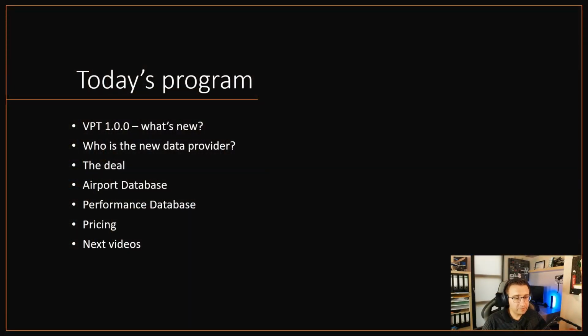In today's program, we're going to talk about what's new in this version, the 1.0.0. We're going to talk about who's the new data provider and the deal signed with him. We're going to talk about airport databases in general, and we'll talk about the performance database and performance calculation system in more depth. We'll finally talk about the pricing, which may or may not change, so stay tuned for that. And finally, we're going to finish this video talking about the next videos, what to expect, when to expect them.